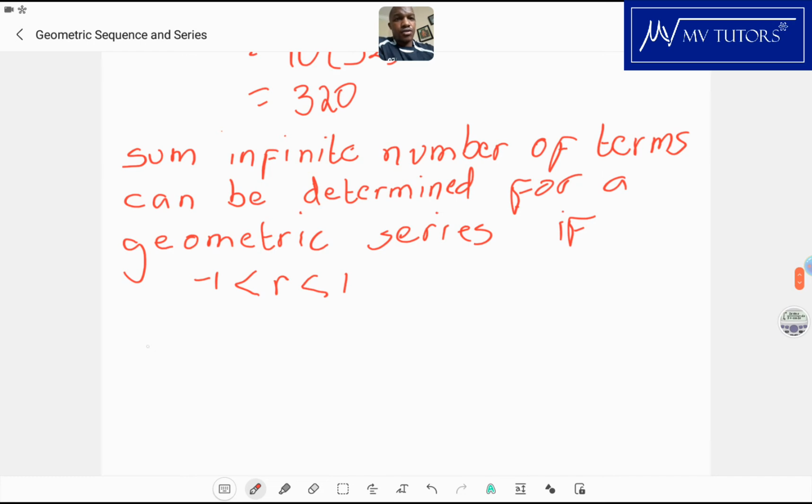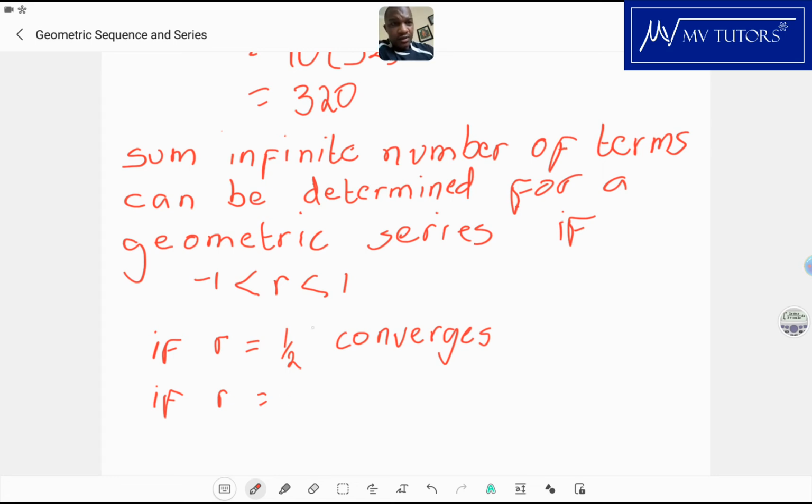Now we need to talk about certain key terms you need to understand. For example, say your R is around 1/2. We say that this series is converging. It converges. You can see that a half is between negative 1 and 1, so this series is converging.